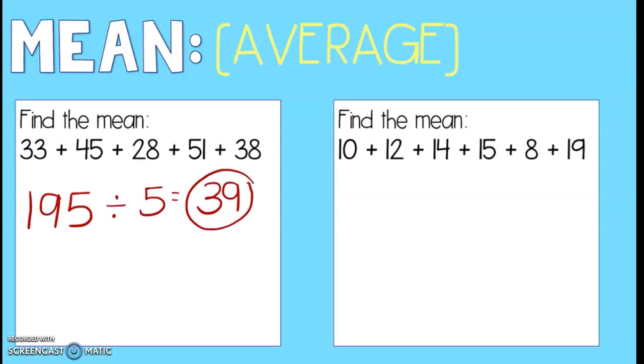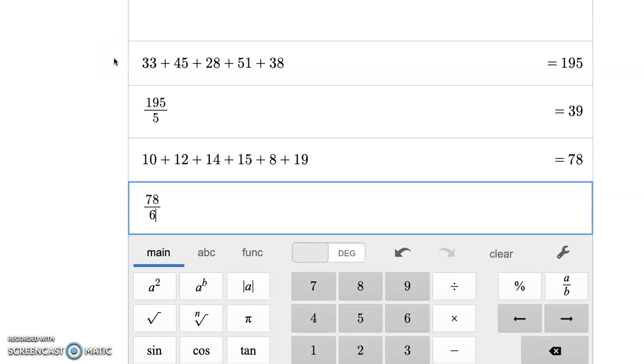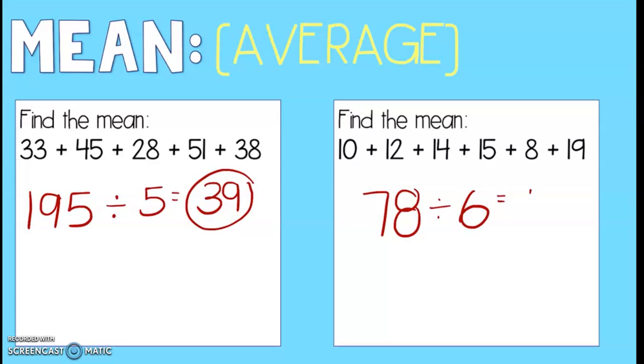On my work paper, I'm going to show that when I added them up, I got 78. And we're going to divide by how many pieces of data we have. So we have 1, 2, 3, 4, 5, 6. So I'm going to divide that by 6. Putting that in my calculator, 78 divided by 6, and I get 13. So my average, or my central number that represents the entire data set, is 13. So for mean, all you have to do is add them all up and divide by how many there are.